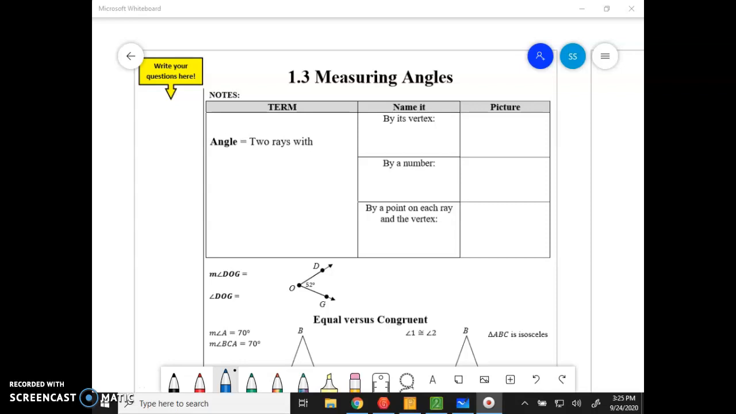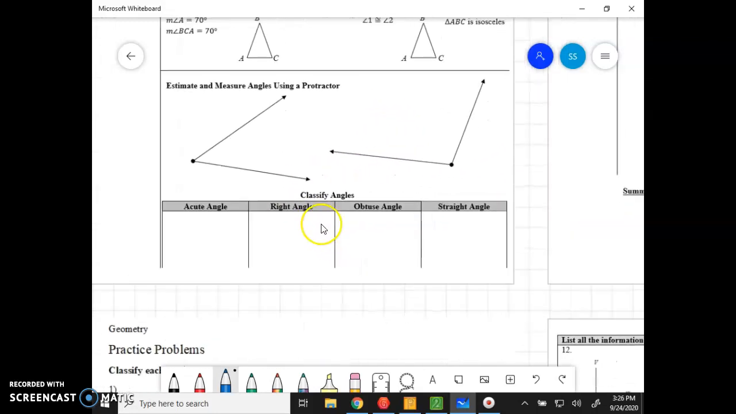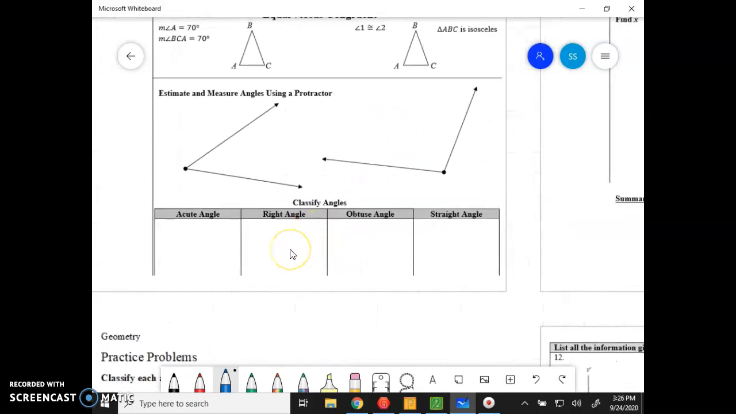Okay, here we go. This is 1.3, measuring angles, for geometry. This is the second video. I did my last video on my DocCam, so we should have all this stuff filled in. We're going to be starting here in this section about classifying angles. This should be review for us, hopefully.